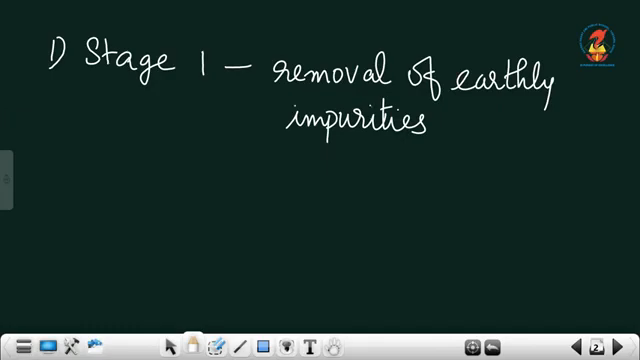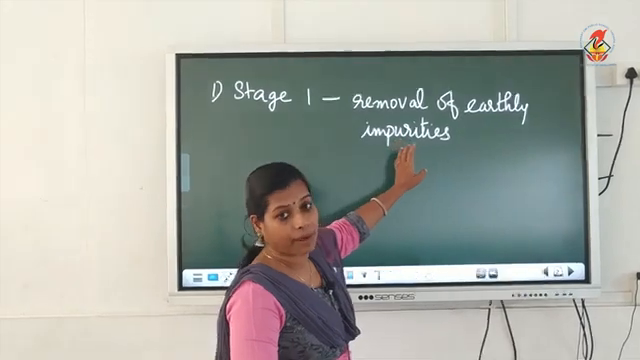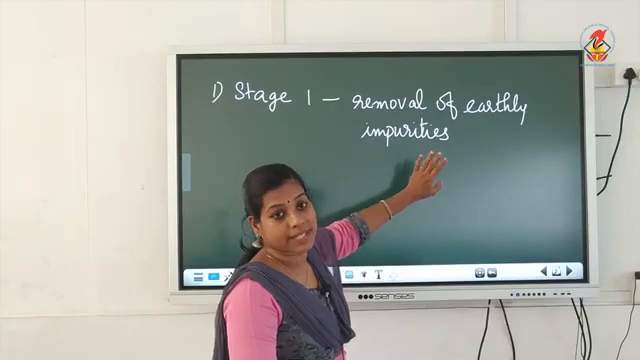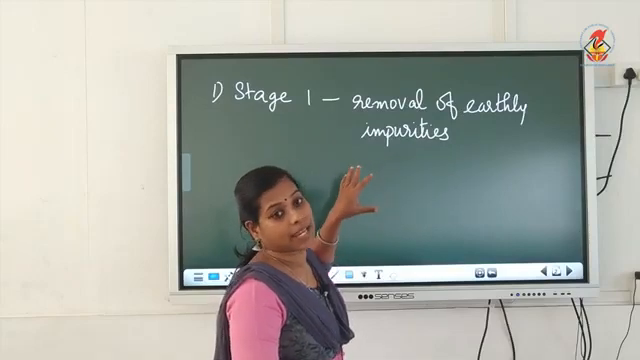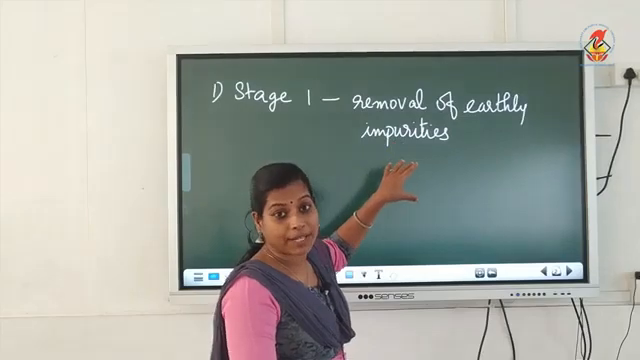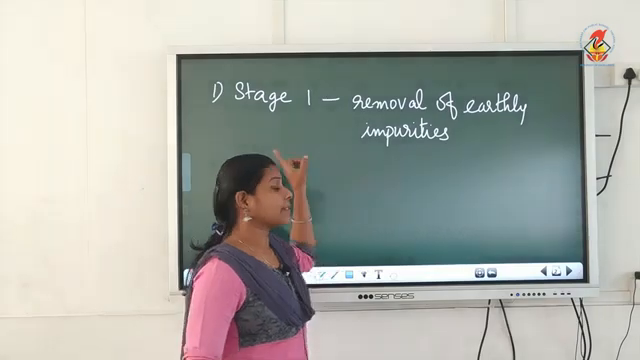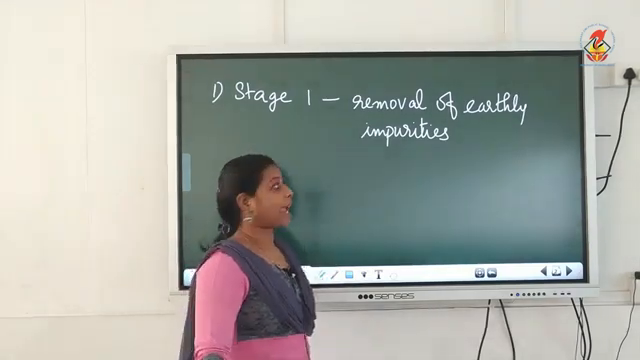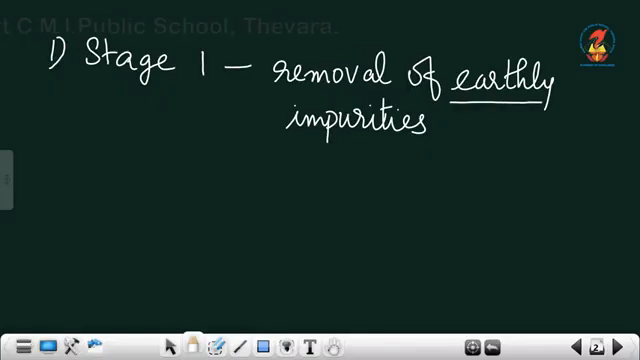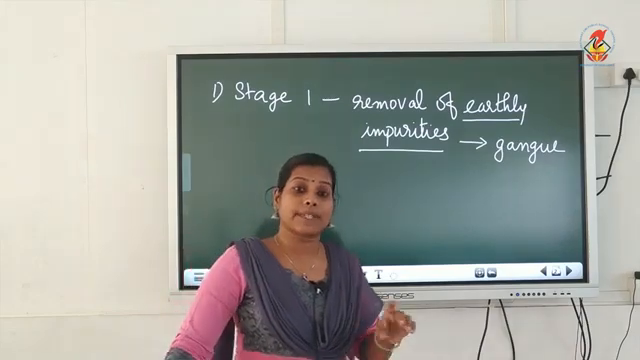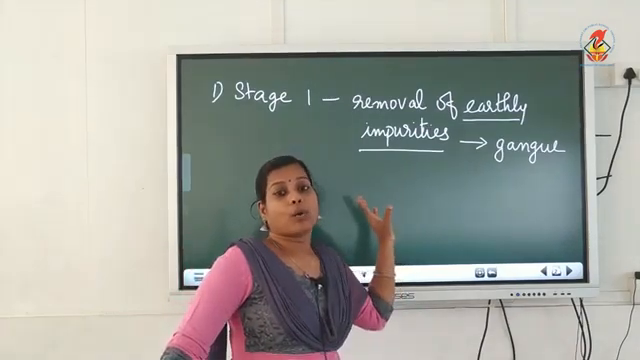So in the first stage, after getting the ore from the earth, we are removing the earthly impurities associated with it physically, by adopting different techniques, and that is done in the first stage. The earthly impurities associated with the ore are known as gangue.